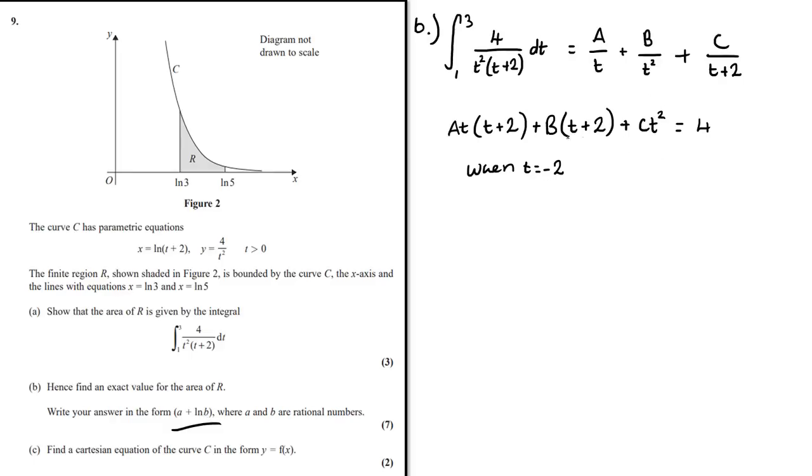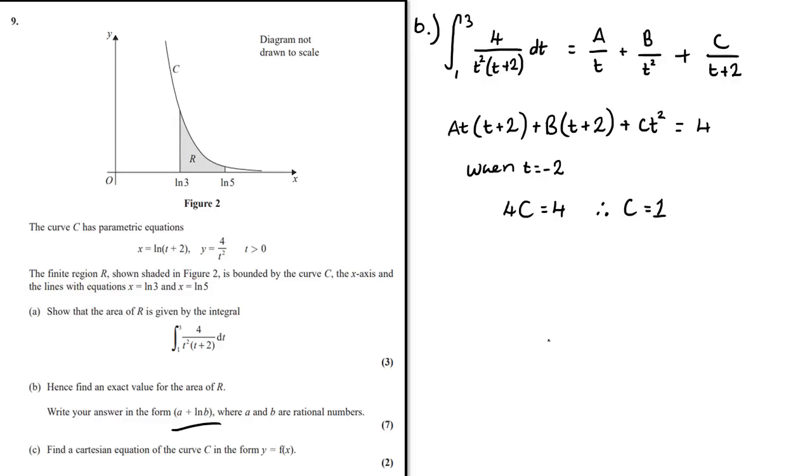Like we just said, these two parts here are equal to 0. So we said t is minus 2, so that's minus 2 squared times by C. So I get 4C is equal to 4, so therefore C is equal to 1. Okay, so C is equal to 1.